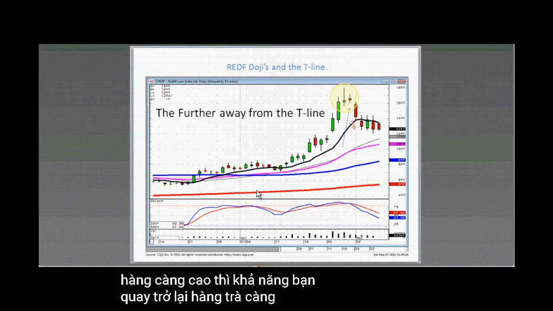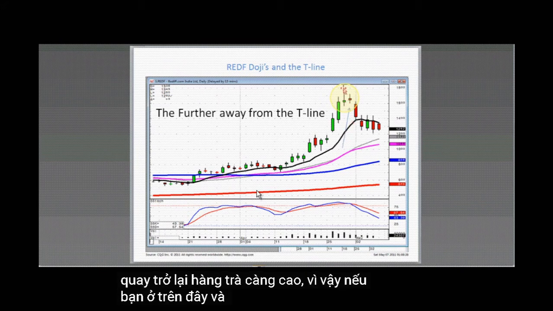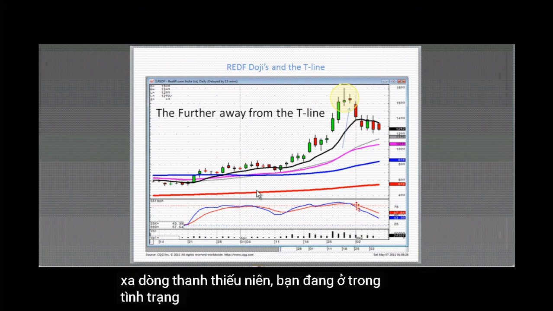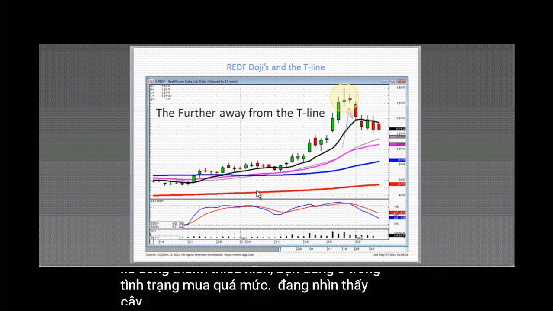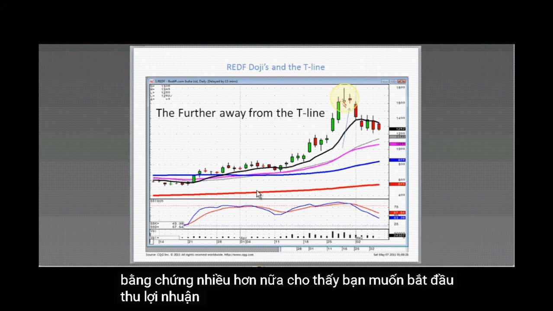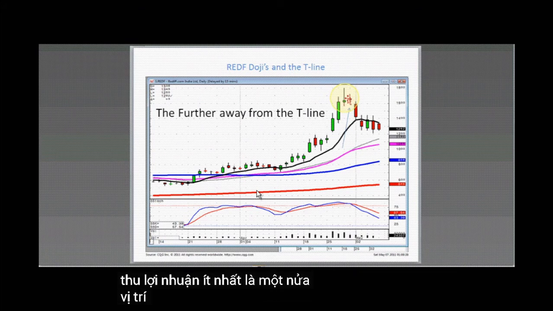And that caveat is the further you move away from the T-line, the higher the probability you're going to move back to the T-line. So if you're up here and you see a candlestick sell signal potentially, and you're away from the T-line, up in the overbought condition, seeing exuberant buying, this is just that much more evidence that you want to start taking profits. At least half the position off in here, because where's the logical spot they're going to take it back to? They're going to take it back to the T-line.